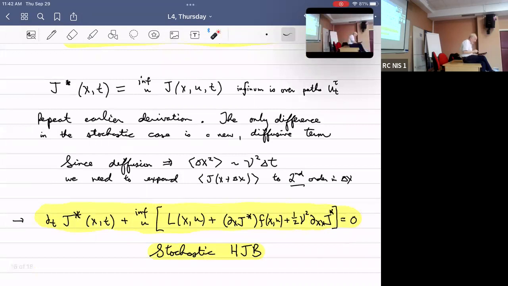And the upshot is that we end up with this Hamilton-Jacobi-Bellman equation, which now has an extra term, which is proportional to the second derivative of J, which is coming from the expansion due to the noise. And so this is just one more term in our equation, which is representing the diffusion that's happening because of the noise in the dynamics. So this is known as the stochastic Hamilton-Jacobi-Bellman equation.